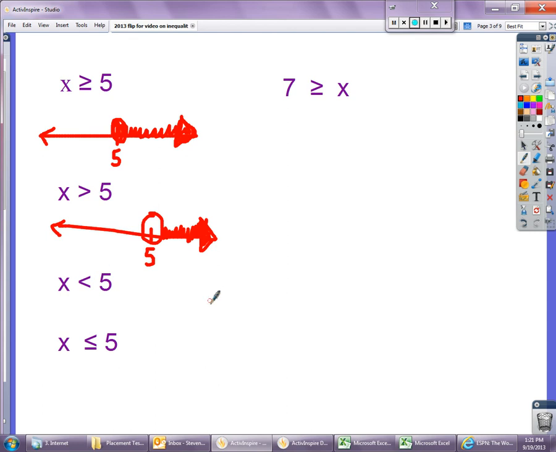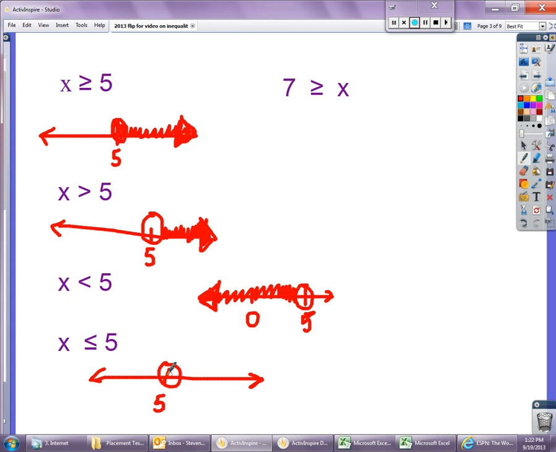Over here, x is less than 5. I'll put a number line. Some teachers make you put a 0. It really depends. Sometimes teachers just let you put the 5. But here, if x is less than 5, it can't be 5. But it could be anything to the left of 5, infinitely in that direction. x is less than or equal to 5. Well, it's going to look exactly the same as this, but instead of an open circle, we're going to put a closed circle to show that not only can x be less than 5, it could also be equal to 5.